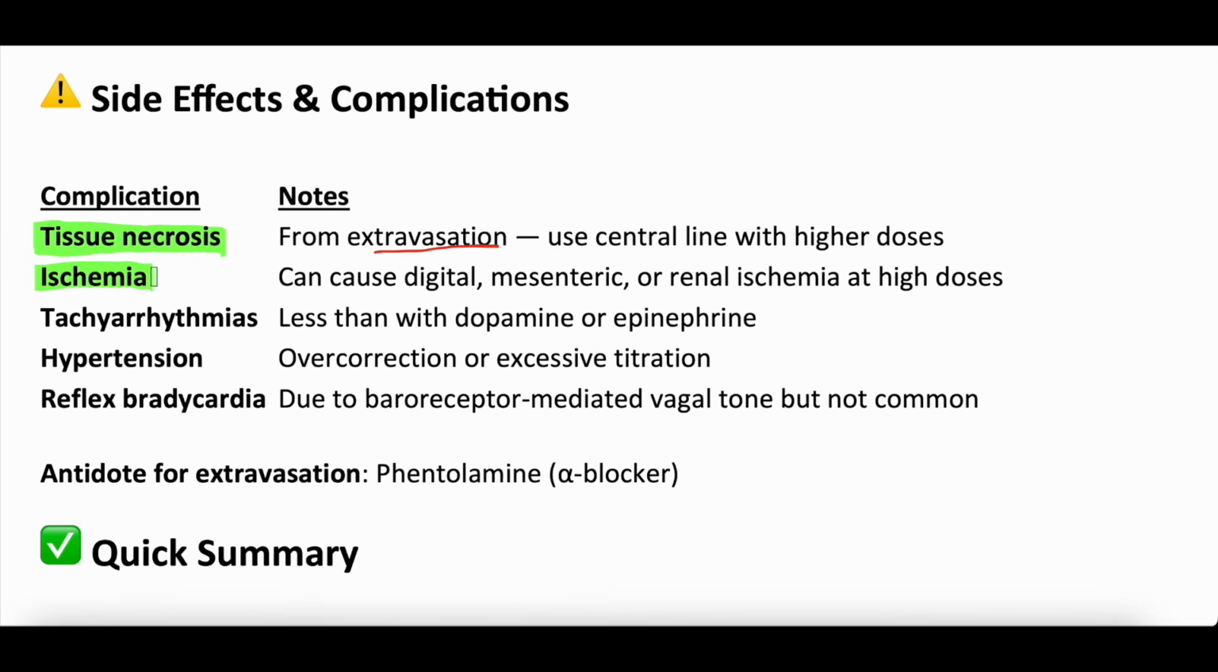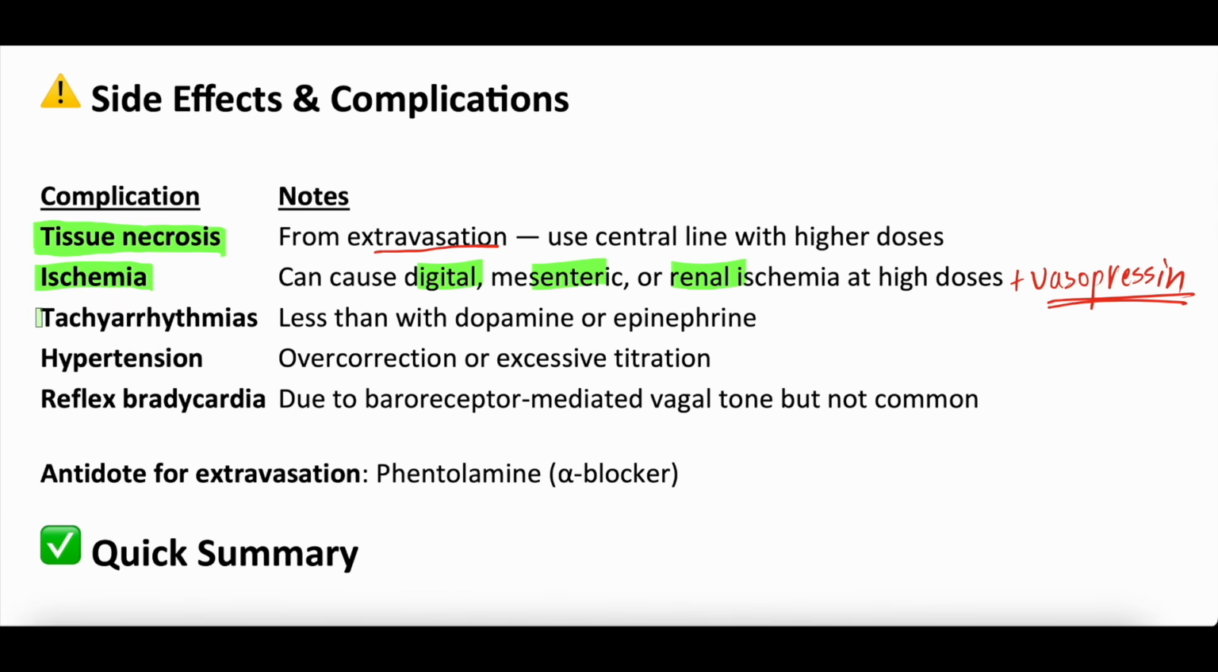It can cause ischemia too, right? Whether it's in the digits, intestines, or kidneys at high doses. When it's combined with vasopressin, which we talked about in one of our other vasopressor videos, it has an increased incidence of ischemia. So you've got to be watching the fingers and toes, thinking about the gut, the kidneys, all that kind of stuff.